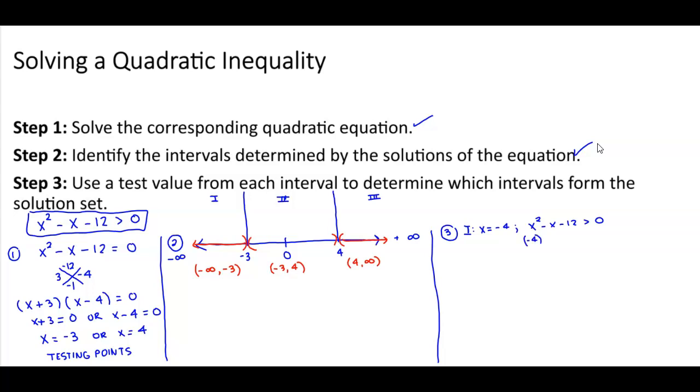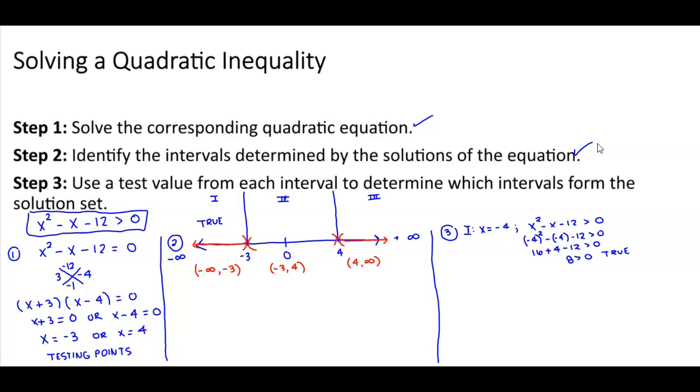So we take -4 squared minus a -4 minus 12, and we're going to see if it's greater than 0. So -4 squared is positive 16. This is a negative times a negative, which is plus 4, and then minus 12. Okay, so 16 plus 4 is going to give us 20, and 20 minus 12 gives us 8, and so therefore it is true when we test a value in region 1. So I'm going to put true in here for region number 1.